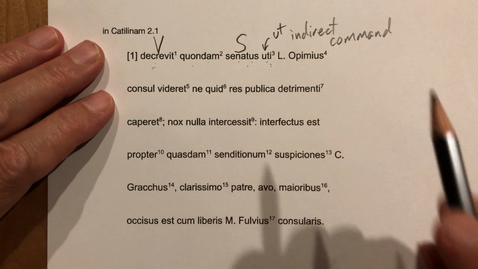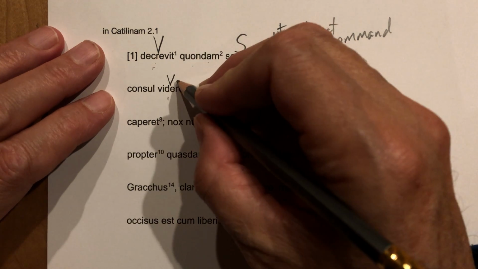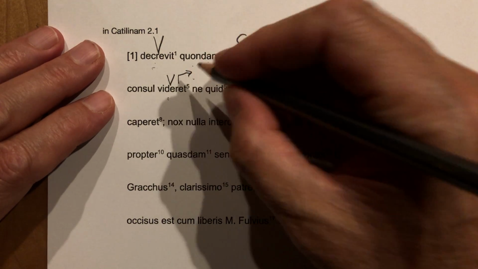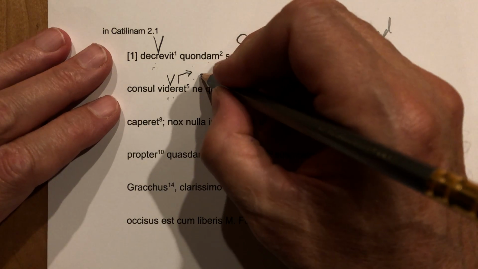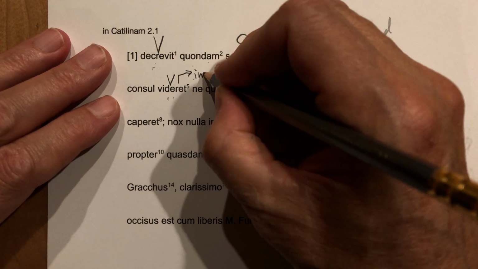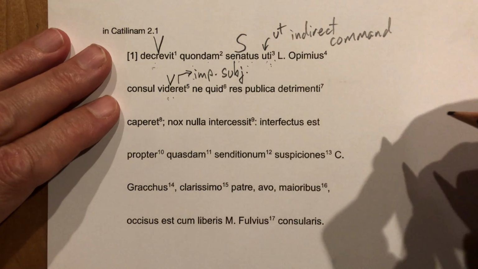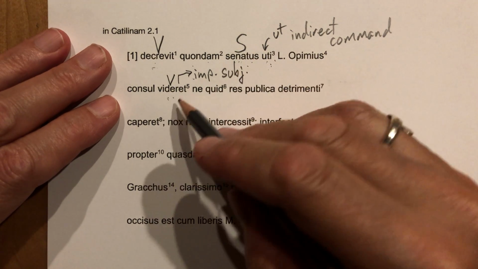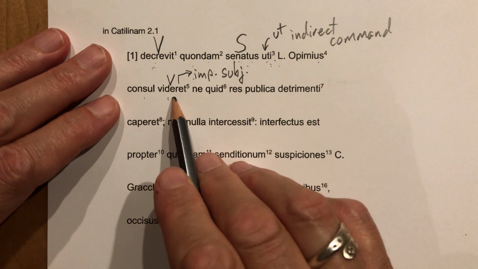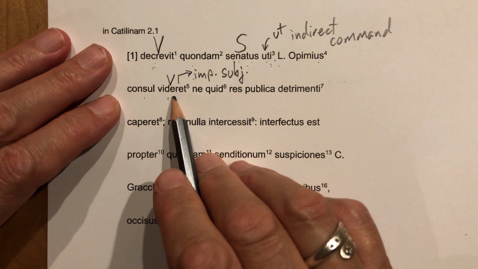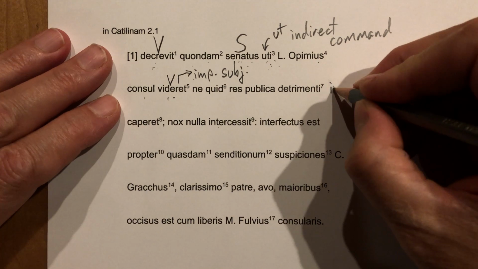So let's see. Here's your verb in the subjunctive. This baby videret. Uti videret. You can hear the infinitive in there, so this is imperfect subjunctive. All right, that all stacks up. The Senate decreed that Lucius Opimius, the consul, videret. See to it that.